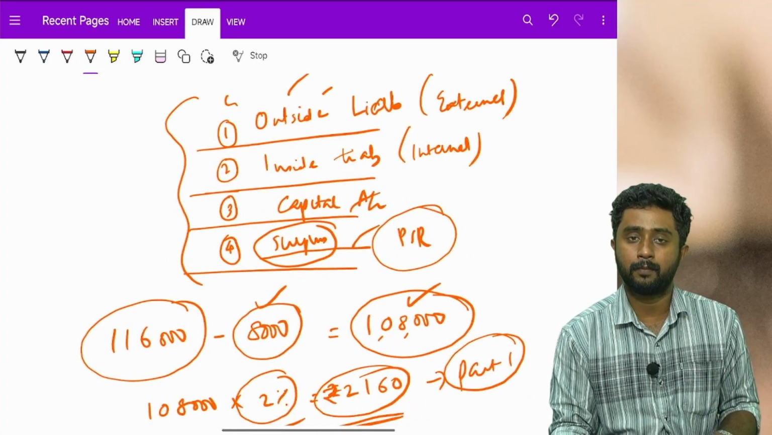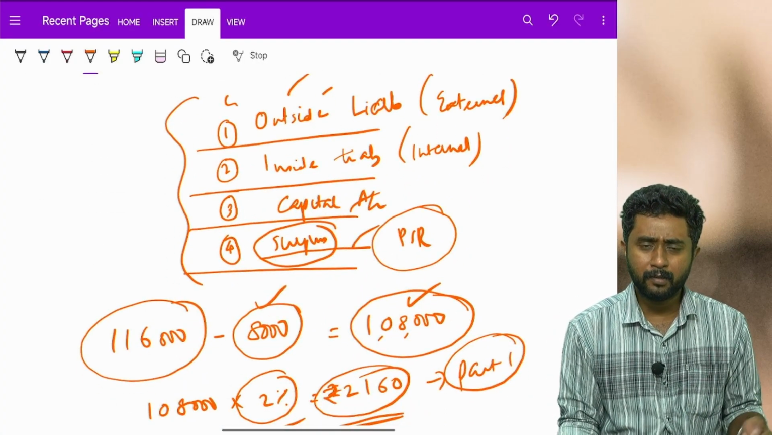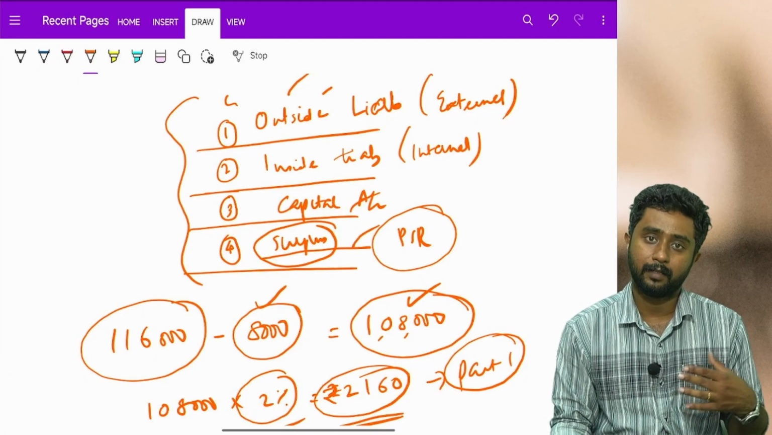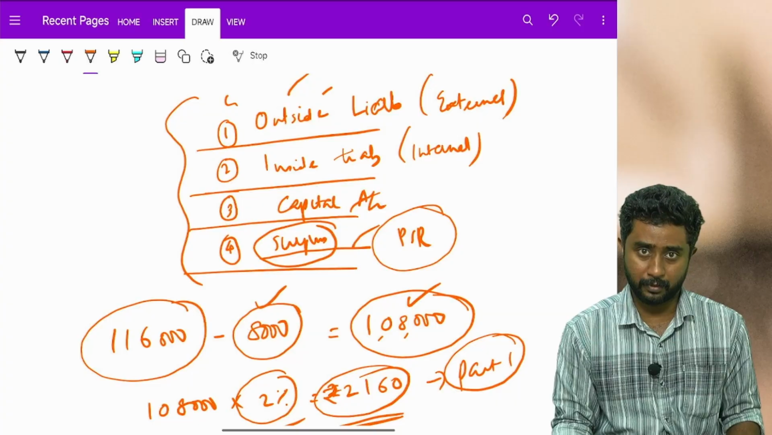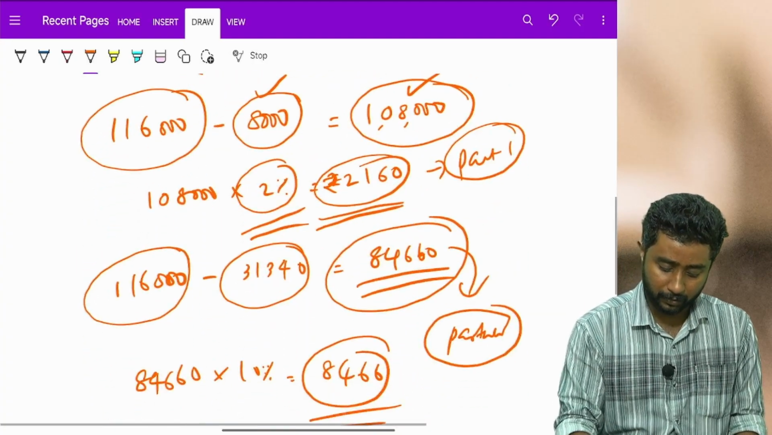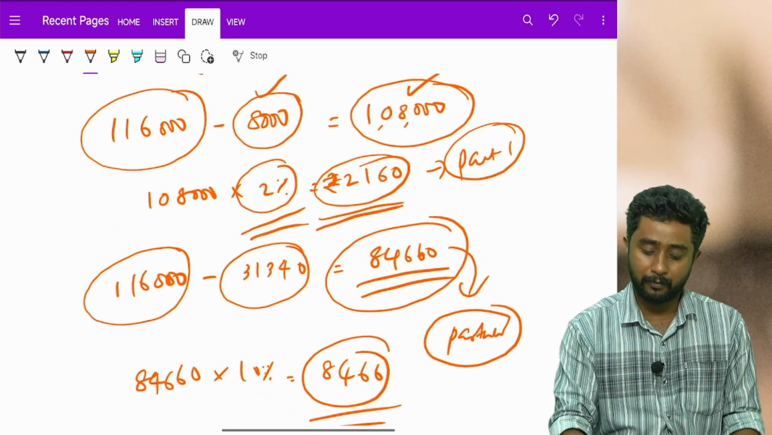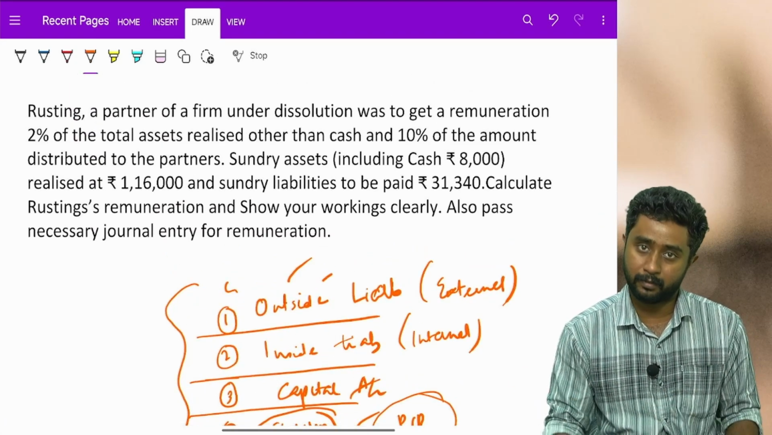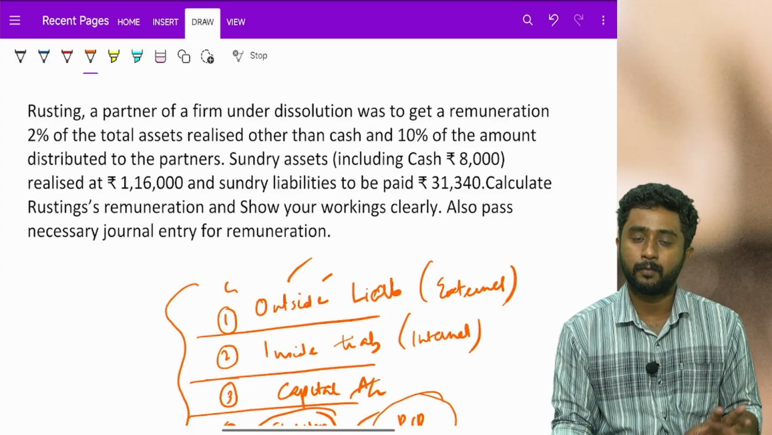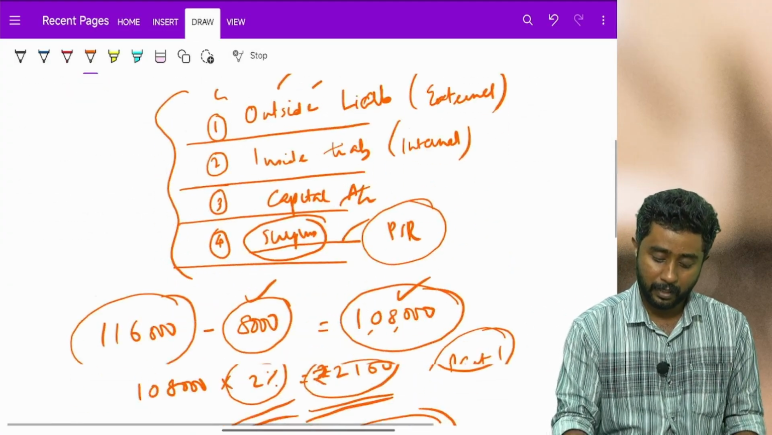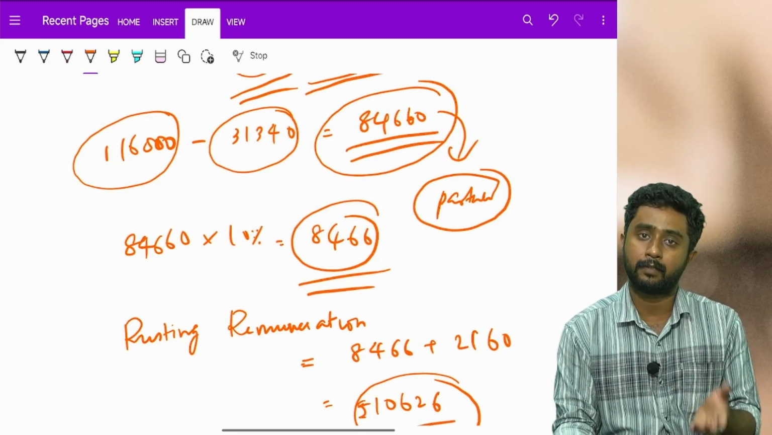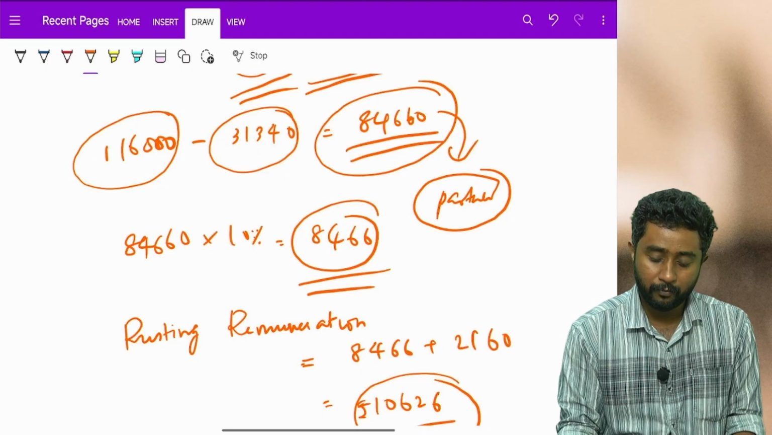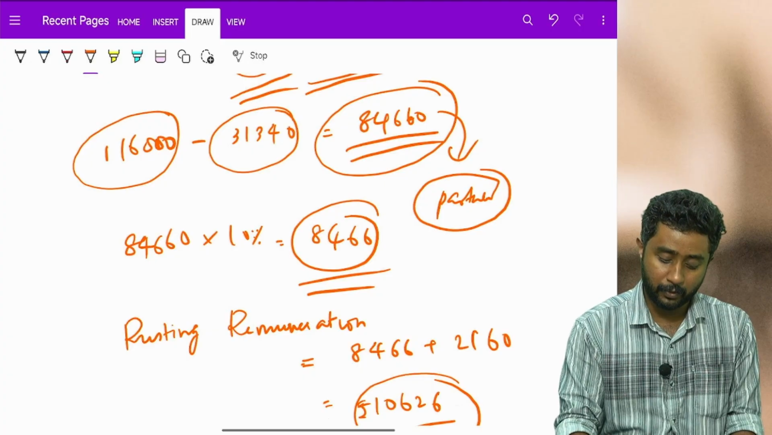For the amount distributed to the partners we discussed already. Amount distributed means after paying all the liabilities, whatever amount is left with the firm, that amount is going to be distributed to the partners. So we found that amount, how much? 1,16,000 minus 31,340. 31,340 was the sundry liabilities. I said sundry liability means all the liabilities. So whatever liabilities were there, it comes together as 31,340. So after paying all these liabilities, whatever is left over is the amount that is going to be distributed to the partners. That is how much? 84,660.